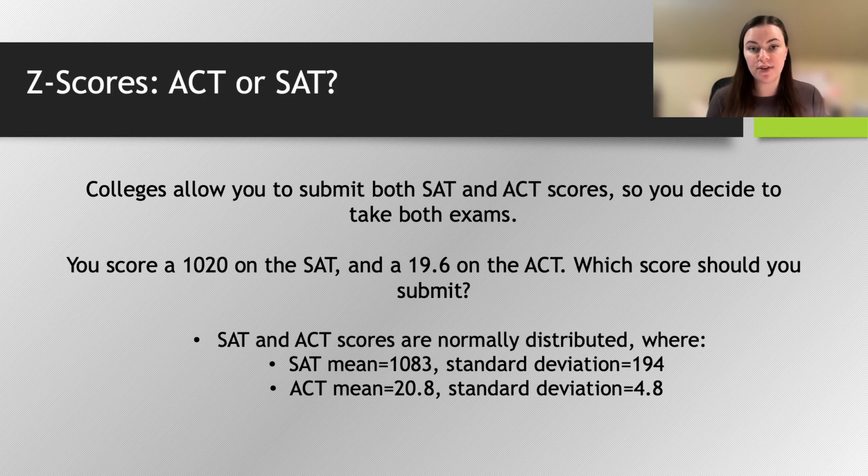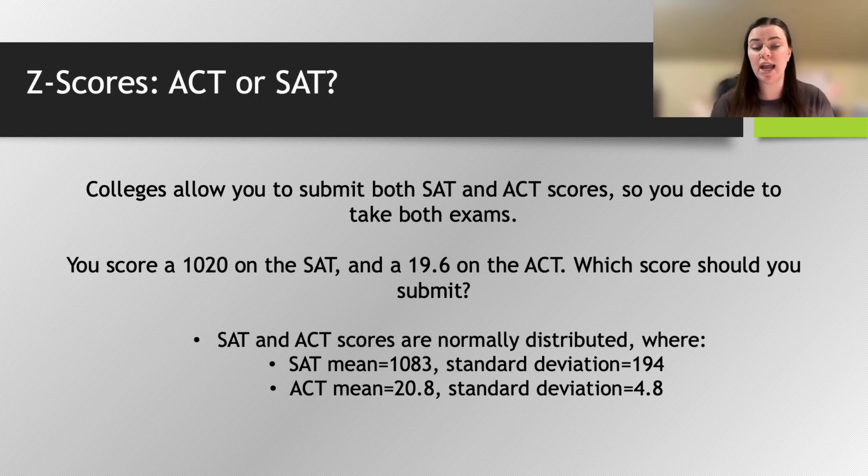However, the scales for the ACT and SAT are not the same. The SAT is measured on a scale between 400 and 1600, whereas the ACT is measured from a score of 1 to 36. So let's say that you took both of these exams. How should you decide which of your two scores you should submit?